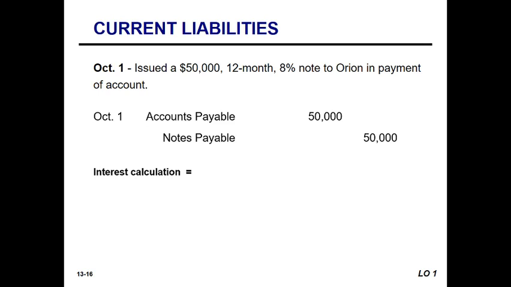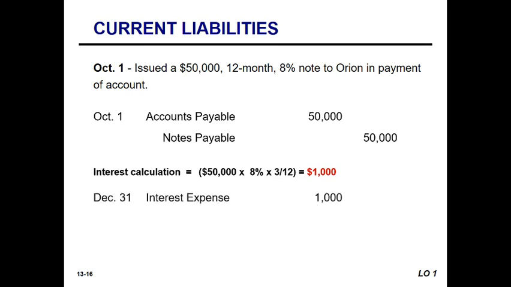Now we're going to need to calculate the interest because we're going to have some period of time. At the end of the year, that's 3 months, the month of October, the month of November, and the month of December, we need to accrue our interest. So we take 50,000, multiply it by 8%, and then multiply it by 3 divided by 12, representing 3 out of 12 months. And that tells us we have $1,000 worth of accrued interest. So at the end of the year, we would have an interest expense of $1,000, and we would have interest payable of $1,000.